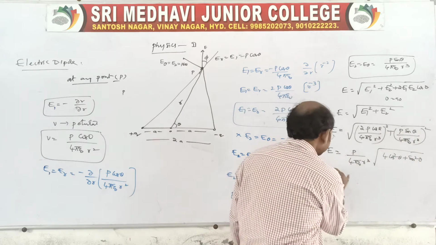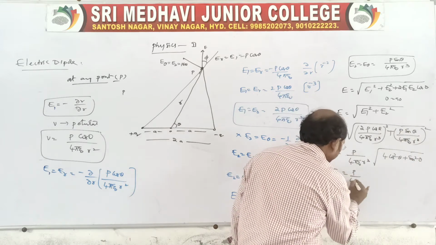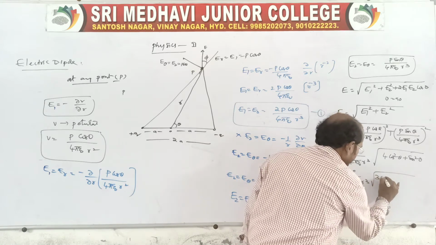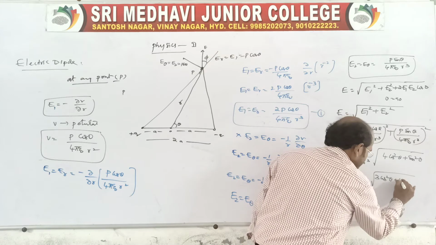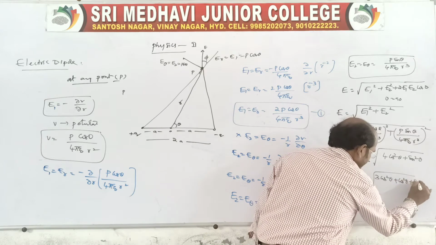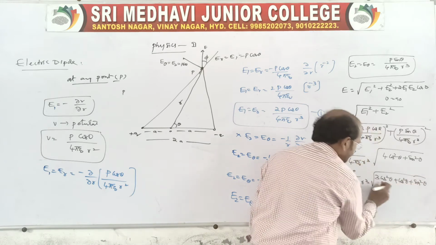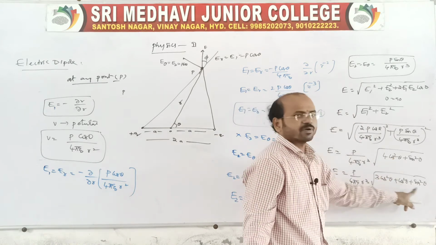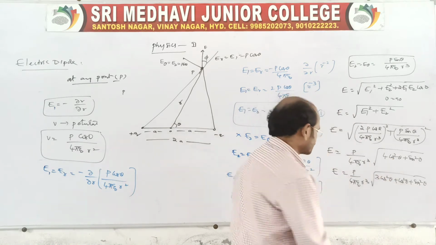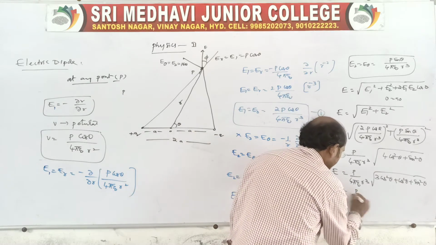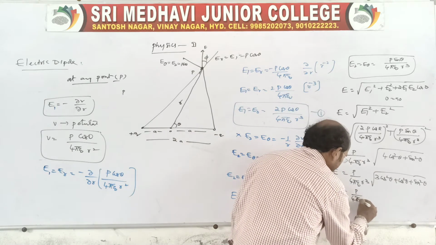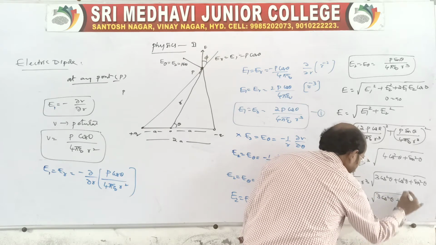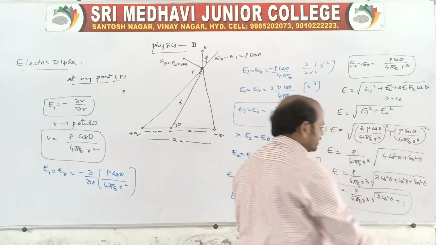So E is equal to p by 4 pi epsilon naught R cube root over, we can also write, 3 cos square theta plus cos square theta plus sin square theta. Look here, cos square theta plus 3 cos square theta is 4 cos square theta, and cos square theta plus sin square theta is equal to 1. So E is equal to p by 4 pi epsilon naught R cube root over 3 cos square theta plus 1. This is the electric field intensity at any point.